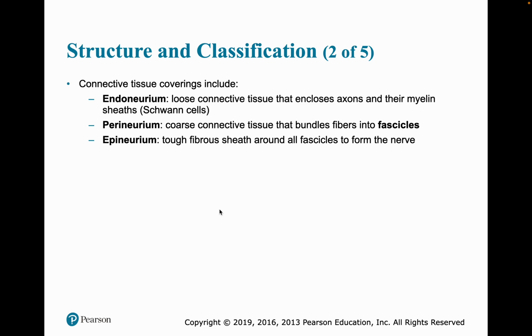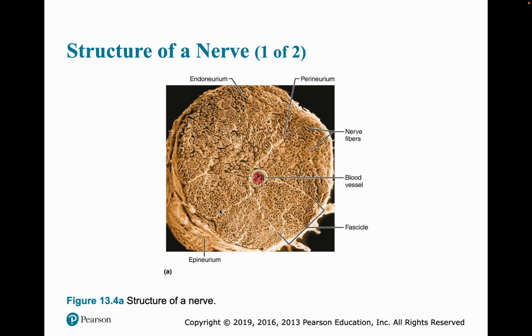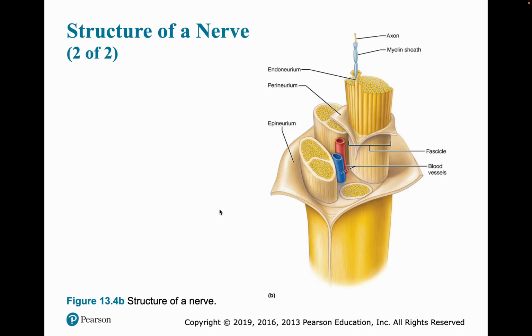Those connective tissue coverings, to review, are the endoneurium, which is a loose connective tissue that encloses the axons and their myelin sheaths, including the Schwann cells. The perineurium, which is going to hold the bundles of fascicles together, and the outer, tougher fibrous sheath called the epineurium around the nerve organ itself. A very nice image of them here in 13.4a, and an artist's drawing of what you see there in 13.4b.